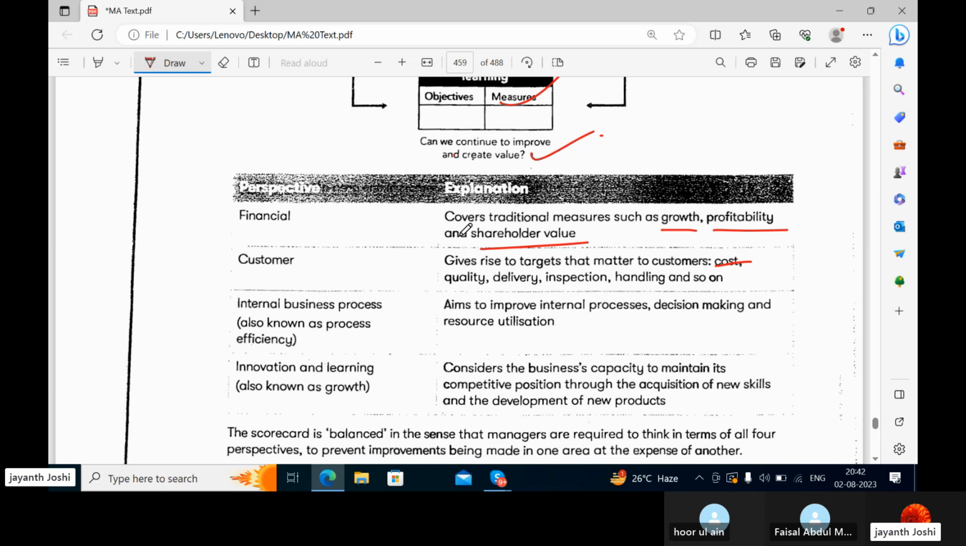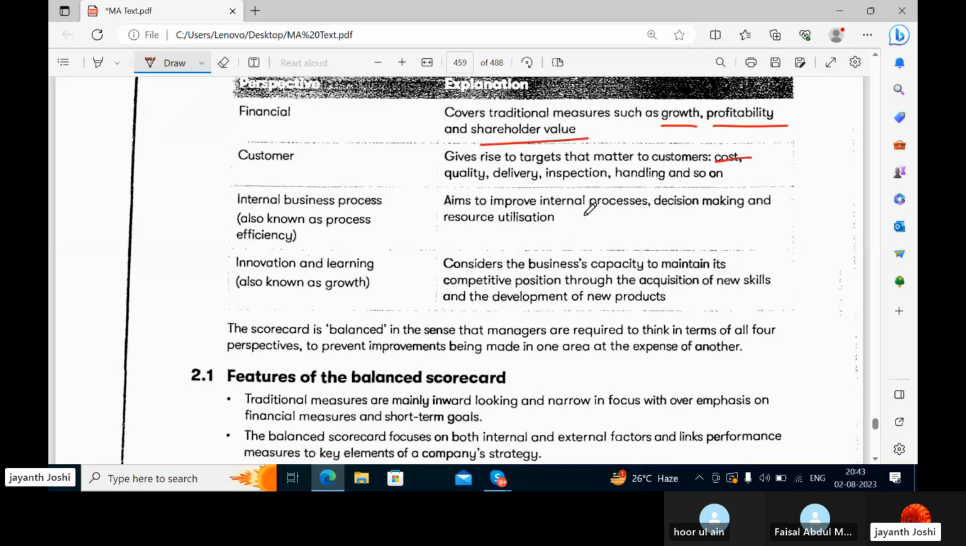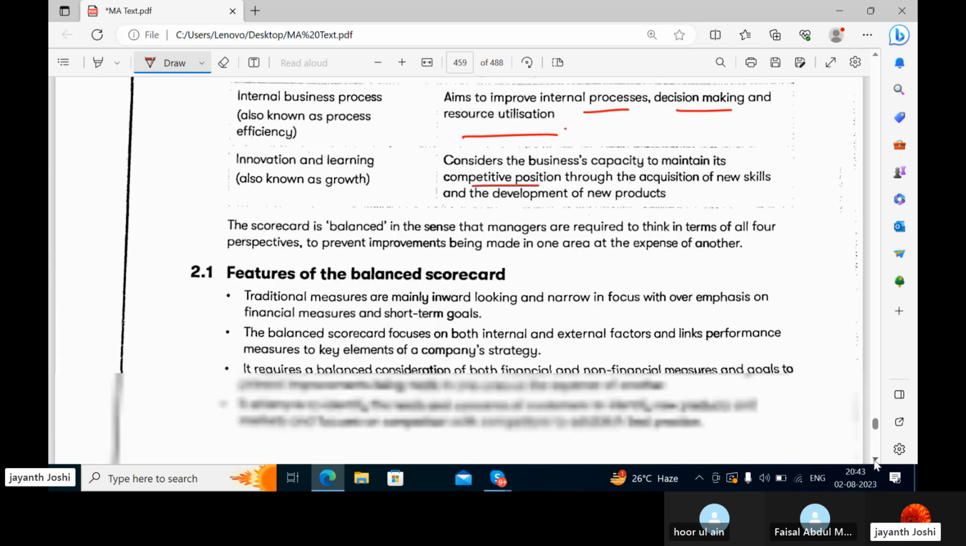How can you do that? You can give them good quality goods at a reasonable cost. You should deliver the goods on time, and you should always do the inspection, how things are going with the goods, and also handling. Now, internal business process aims to improve internal processes, decision making, and resource utilization. Of course, it looks more into efficiency. Innovation and learning: here the consideration is the capacity of the business to maintain its competitive position. That can happen through innovation or developing new skills and new products.